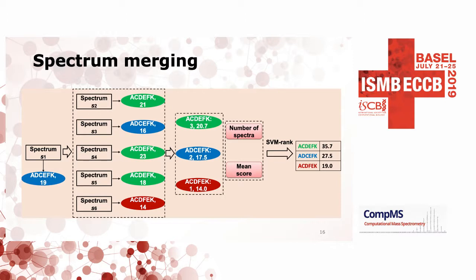So we can find that in this spectrum group containing 6 spectra, there were 3 different peptide candidates which have different numbers of supported spectra and different mean scores of the original score. Then another SVM rank model is used to rank these peptides, and finally the top 1 peptide is considered as the final answer of S1.